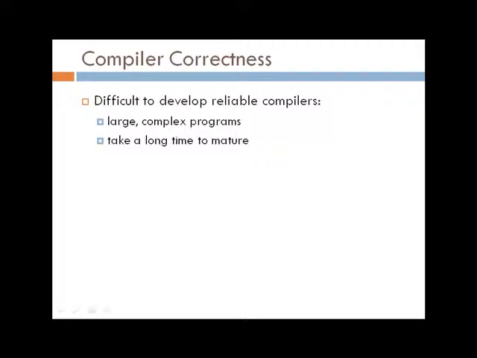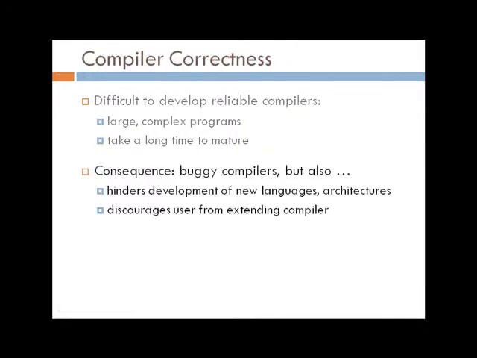Compilers are one of a programmer's most fundamental tools, and as such, we expect them to be correct. Unfortunately, it's both difficult and time-consuming to develop stable, reliable compilers. Because compilers are large, complex programs with many interacting components, it can often take up to a decade before a compiler is reliable enough for widespread use. It turns out that the difficulty of compiler development has many adverse effects. It leads to buggy compilers, but it also hinders language development and discourages users from extending their compilers with domain-specific analyses and optimizations.